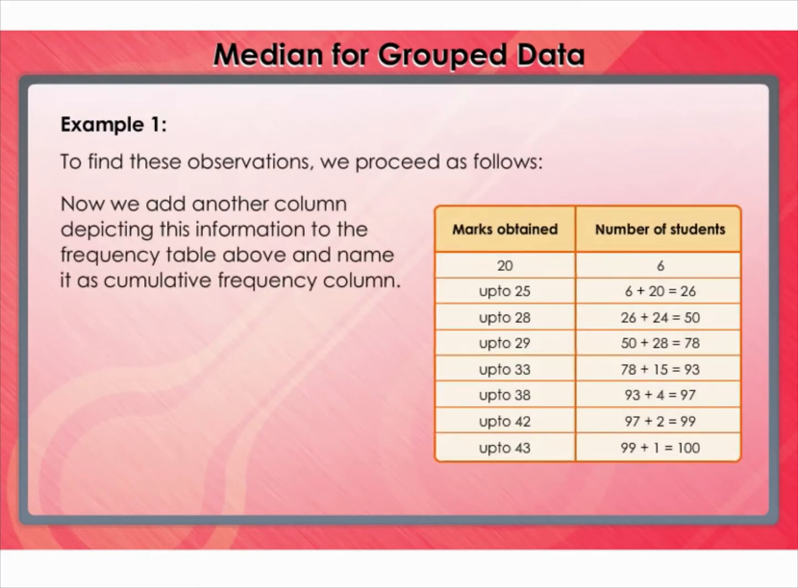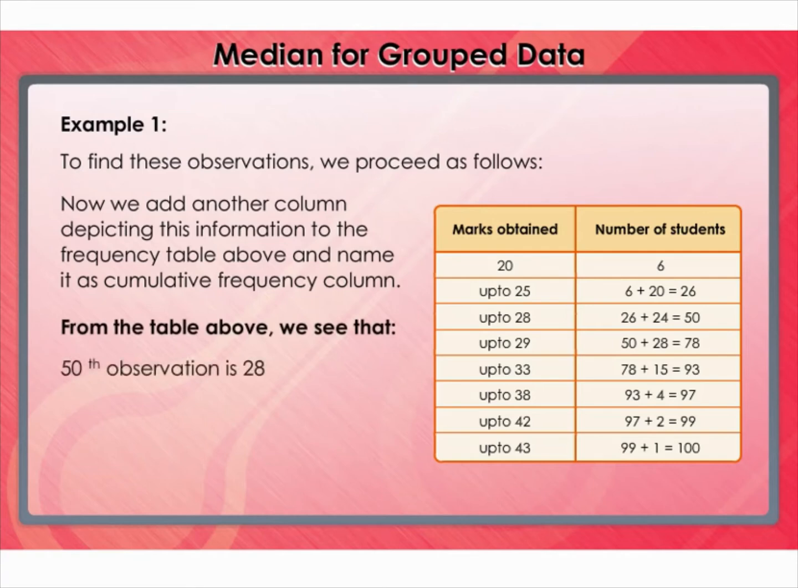Now we add another column depicting this information to the frequency table above and name it as cumulative frequency column. From the table above, we see that the 50th observation is 28, the 51st observation is 29. So the median is equal to (28 plus 29) by 2, that's equal to 28.5.